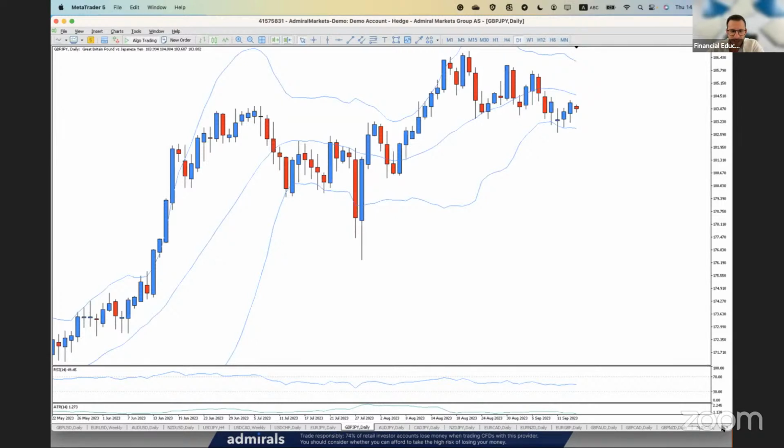Guys, any other markets? Usually I keep my focus and my attention on the majors, and then Euro JPY and Pound JPY, because Japanese yen currencies have a good technical approach. Therefore, I like to keep an eye on them.